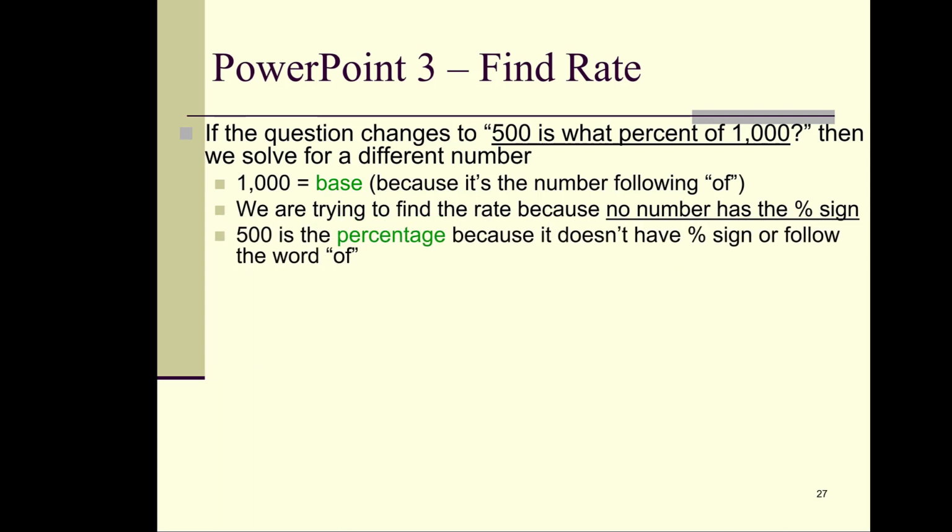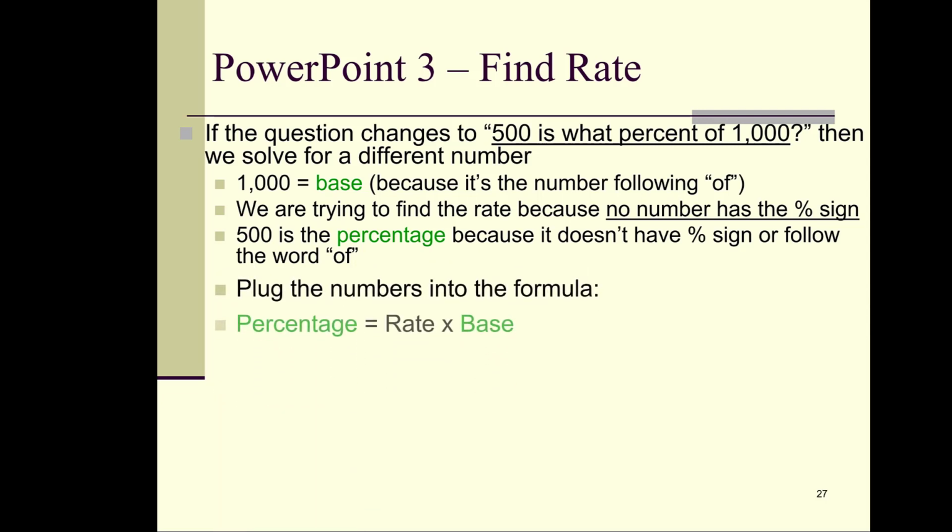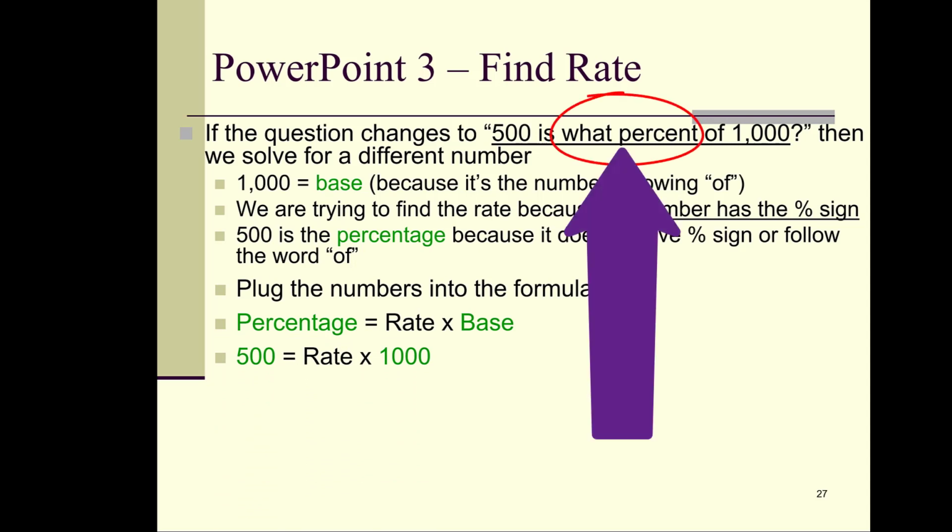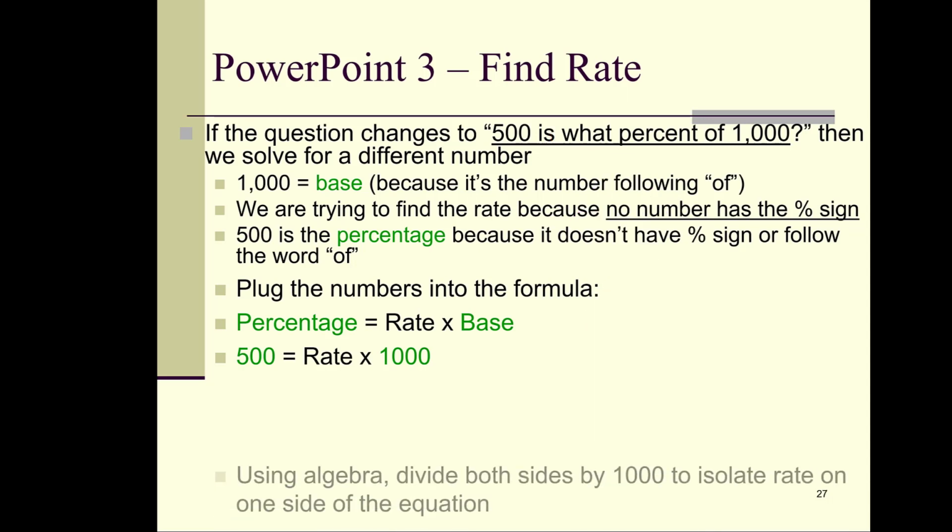Therefore, 500 is a percentage because it does not have the percent sign and it does not follow the word of. So now we can plug those numbers into the formula. Remember, the formula is percentage equals rate times base. Percentage is 500. Rate is what we're trying to find because it's asking is what percent. And then 1,000 is the base.